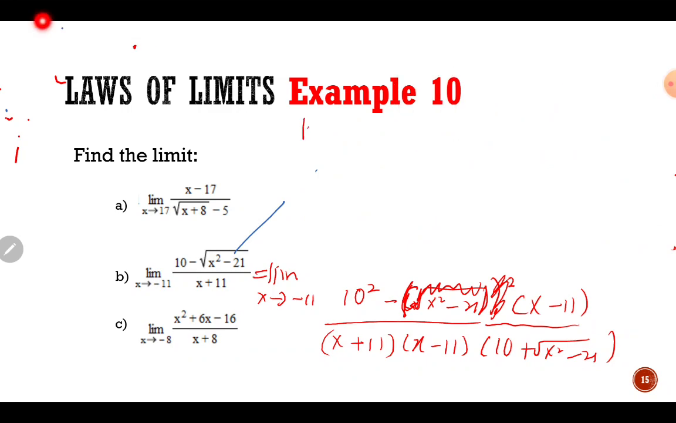Okay, so maknanya kat sini dia akan jadi limit X approaching negative 11, 10 square. Okay, 10 square is 100. 10 square is 100 tolak dengan X square tolak 21. Okay, X tolak 11.